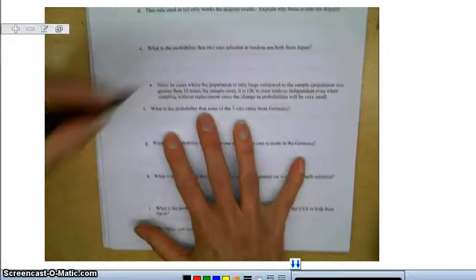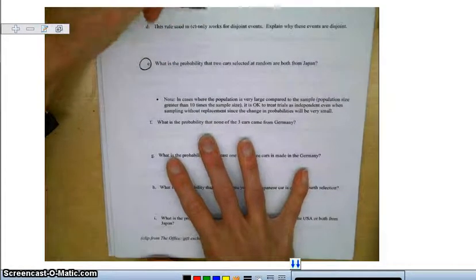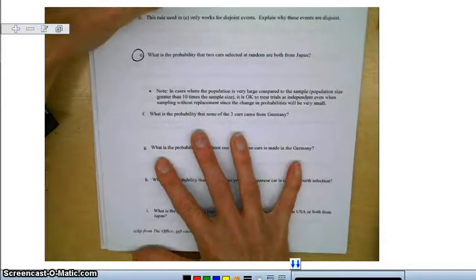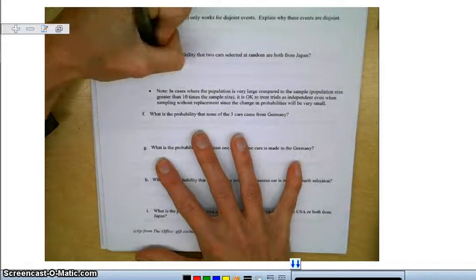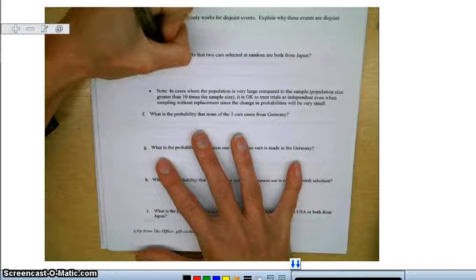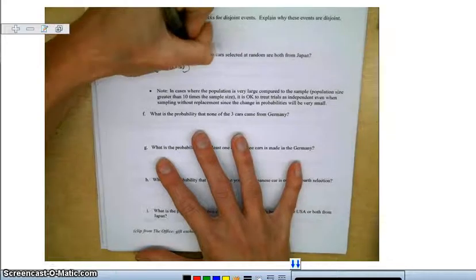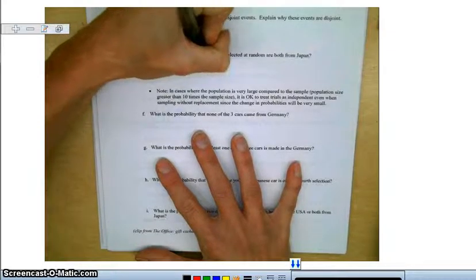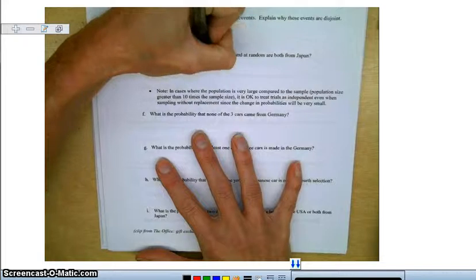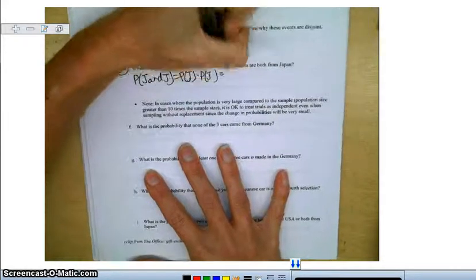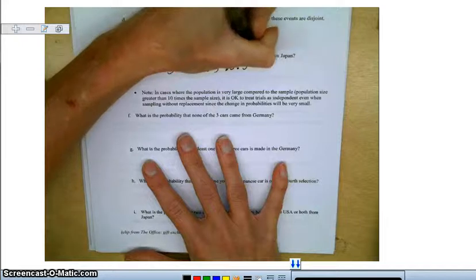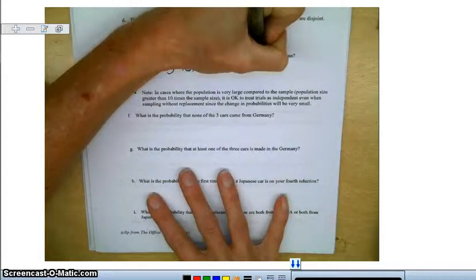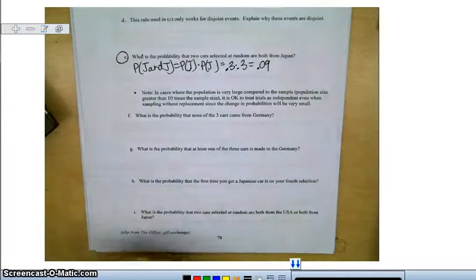All right, I need to redo part E because on day 31, part 1, I had the wrong probability. So the probability that two cars selected at random are both from Japan would be the probability of the first car being from Japan and the second car being from Japan, which is the probability of the first car being from Japan times the probability of the second car being from Japan. The probability of being from Japan was 30%, so that would be 0.3 times 0.3, which is 0.09. So the probability that two cars in a row are selected and they're both from Japan is 0.09, or 9% of the time.